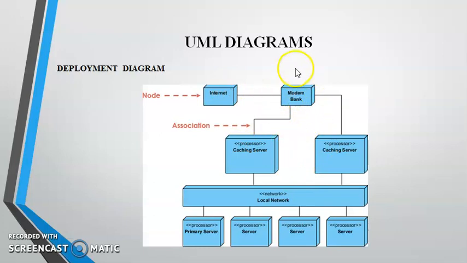So using this modem, we are fed the data from the internet, and it is placed in the caching server. And this caching server is given to the local network, and this local network is dispatched to different servers. Actually, what this means is getting the data from the internet and dispatching it to different servers.